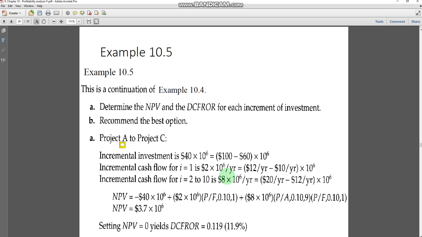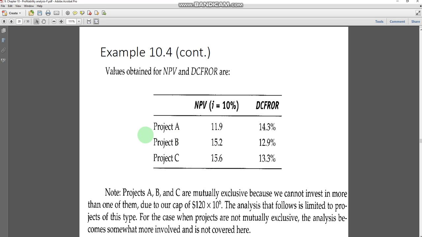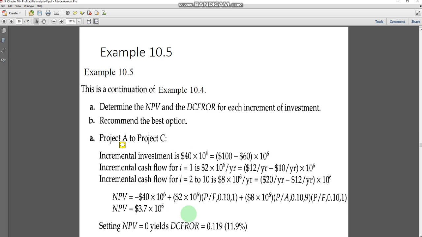Okay, similarly you can also make other analyses. If you invest money from B to C, or from A to B, what could be the new values for the discounted cash flow rate of return or the net present value? This analysis can be done when you have some additional amount for investment, and then you can compare it for the incremental analysis or incremental investment, and from there you can estimate the net present value and the discounted cash flow rate of return. That will give you the idea of which project you can earn more money from.